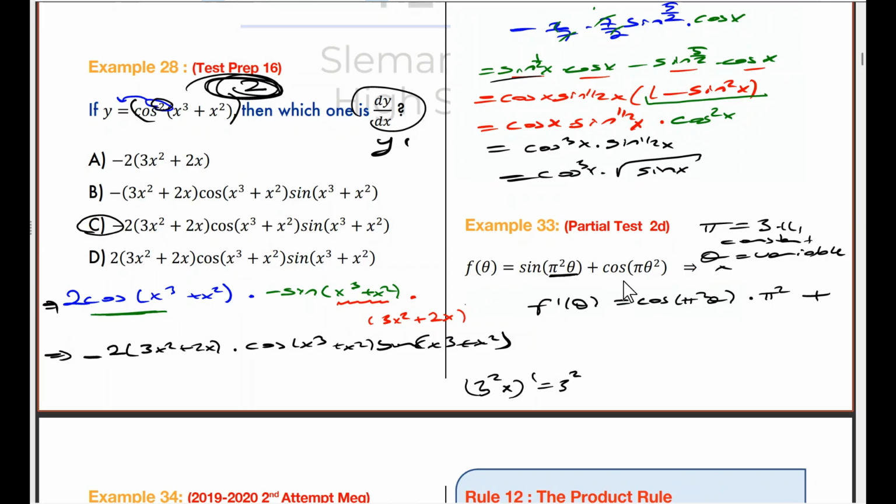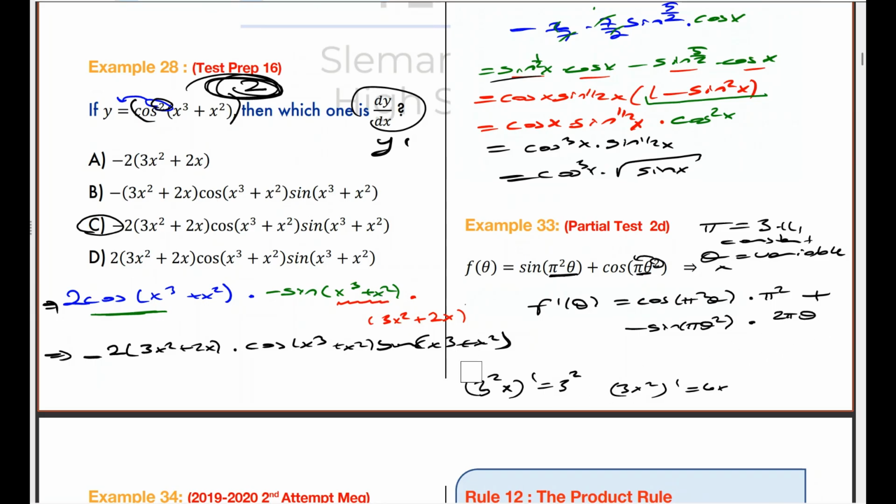Plus, derivative of cosine is minus sine multiplied by derivative of the angle. It's like, let's say, 3x squared. What's the derivative of 3x squared? You bring the power down in front: 2 times 3, 6x. So same idea. You bring the power down in front. So it is 2 pi theta, the derivative.